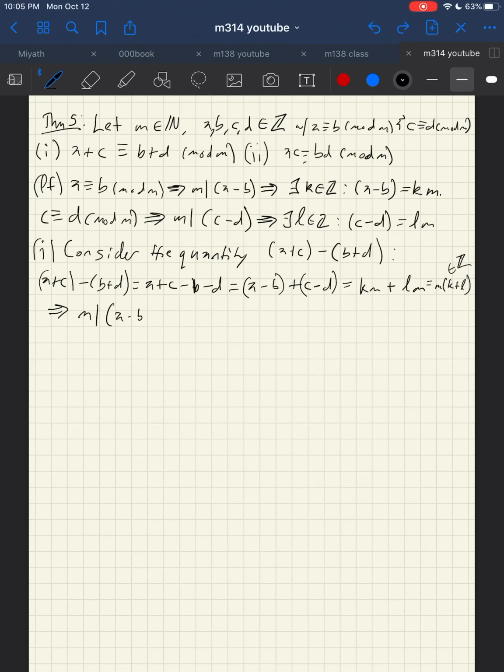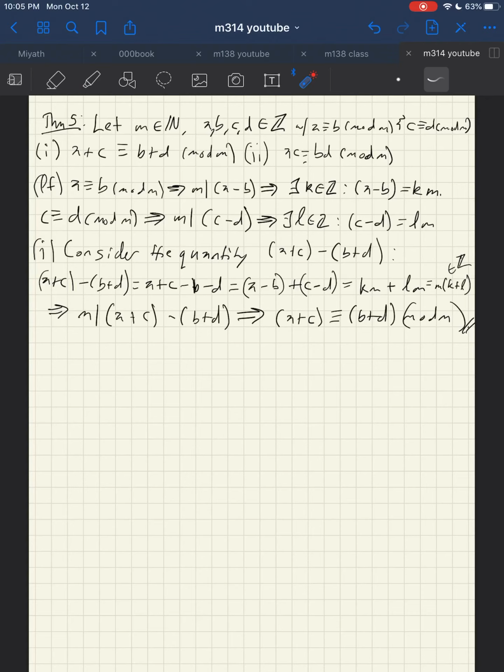So what we really wanted to show is that m divides the quantity A plus C minus the quantity B plus D. And this is precisely the definition of A plus C is congruent to B plus D mod m. Okay, so this I think is relatively straightforward. Again, let me go through it. I know I sort of stumbled over some of the symbols here, but the main idea is I need to unfold this and I need to unfold this.